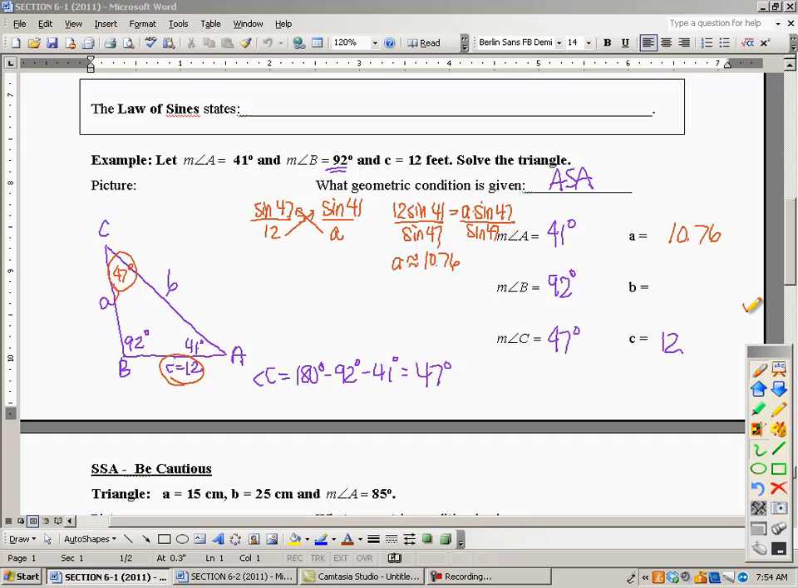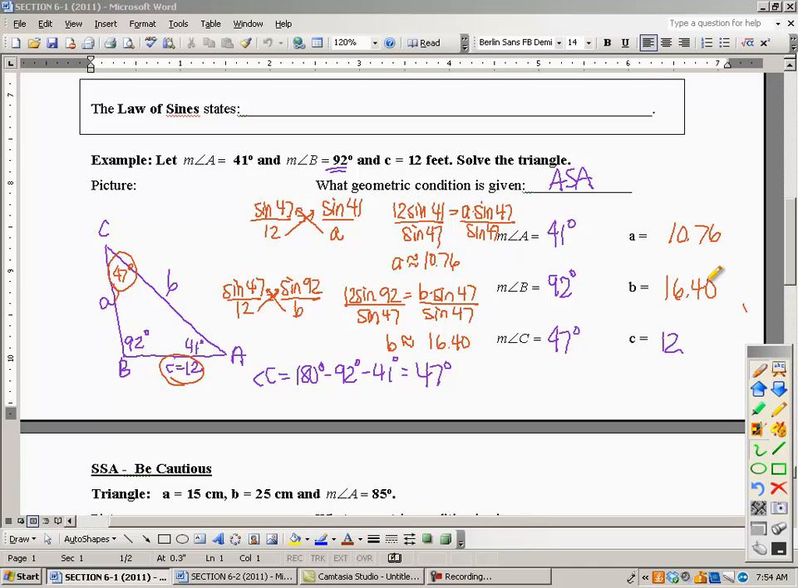Okay, and we're going to do the same type of idea for finding B, but we're going to come back to the 47 and the 12. So the sine of 47 over 12 equals the sine of 92 over B. And again, I'm going to cross multiply. So I have 12 times the sine of 92 equals B times the sine of 47. And I divide by the sine, and I get that B is approximately 16.40.